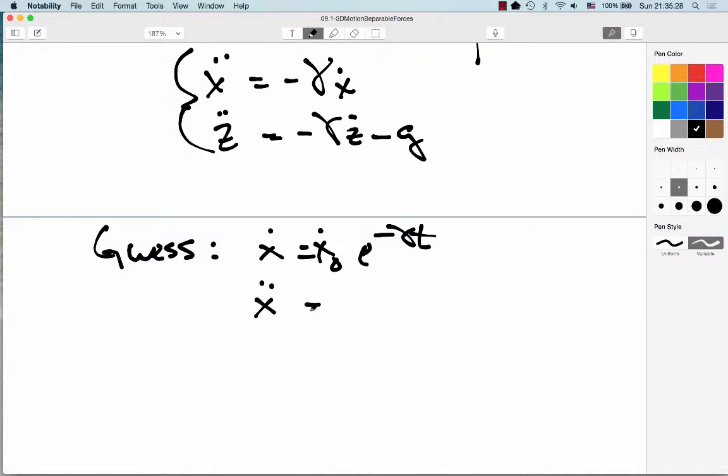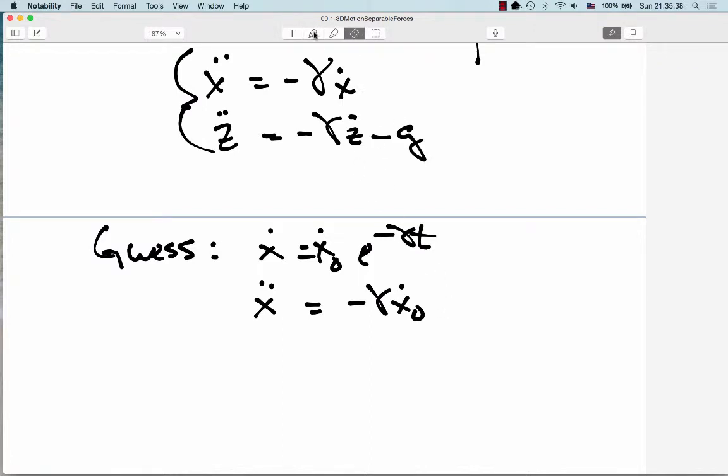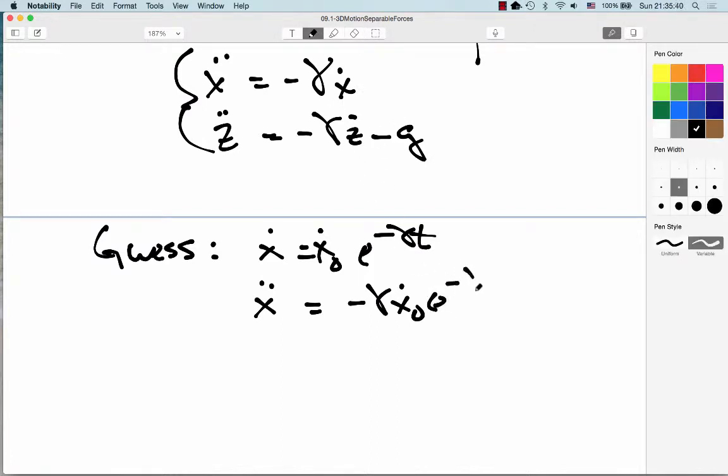Sure enough, x double dot equals minus gamma x naught dot times e to the minus gamma t. Then we look at this much of it right here and recognize that that's still our x dot. And so sure enough, it matches the differential equation. So the guess was a good one.